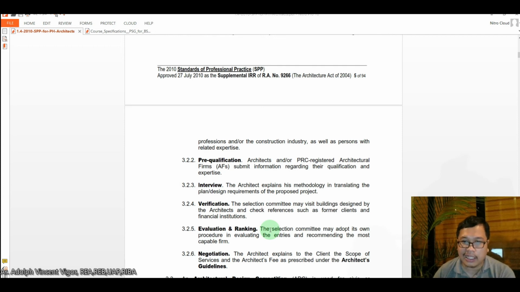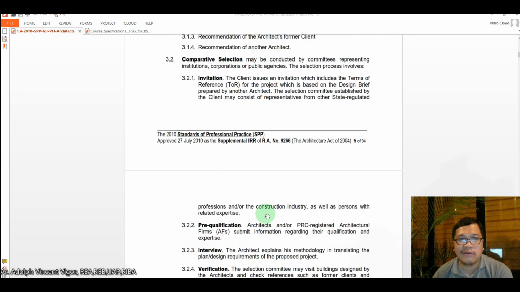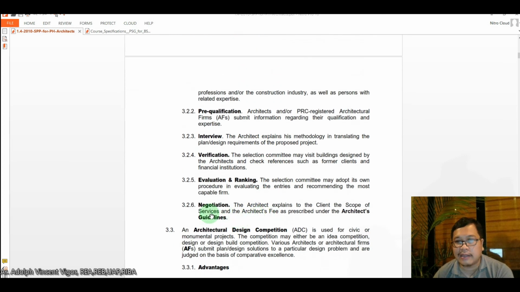So the selection committee may adapt its own procedure in evaluating the entries and recommending the most capable firm. Then there's a negotiation wherein the architect explains to the client the scope of services and the architect's fee as prescribed under the architect's guidelines. So I think the negotiation phase happens if you're already selected. Of course, you're going to discuss, class, the fee, the structure of your fee to your client based on the architect's guidelines, which we will discuss in detail in this course.